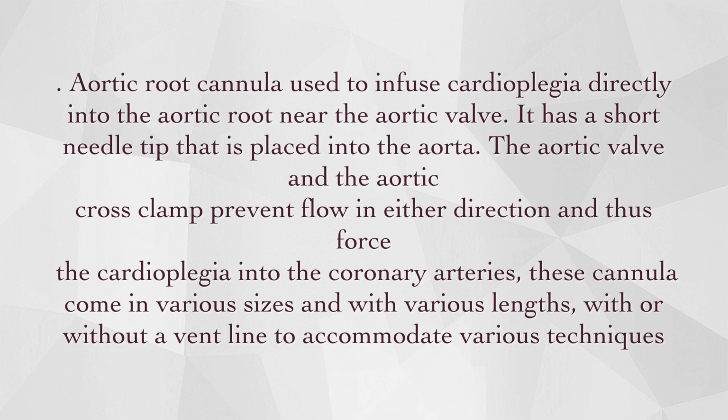The aortic root cannula is used to infuse cardioplegia directly into the aortic root near the aortic wall. It has a short needle tip that is placed into the aorta. The aortic wall and aortic crossclamp prevent the flow in either direction and thus force the cardioplegia into the coronary arteries. This cannula comes in various sizes and with various lengths, with or without a vent line, to accommodate various techniques.